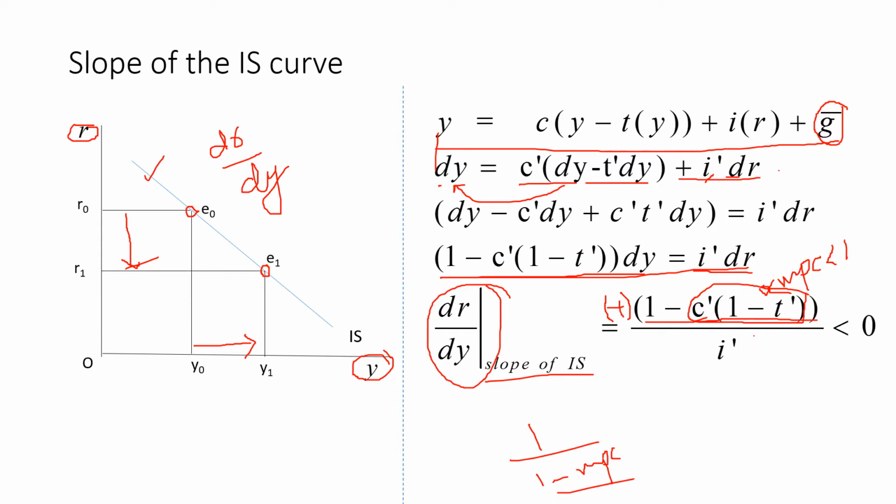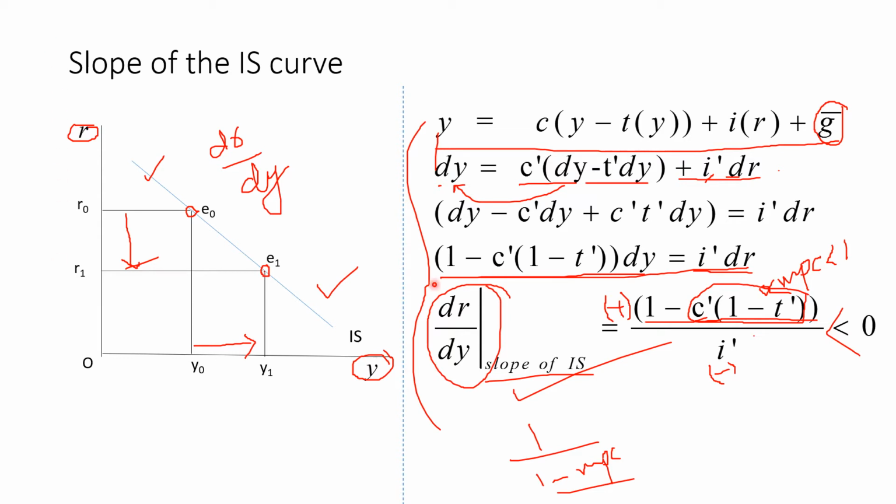And I prime, we know, because the investment function is downward sloping, is basically negative. That means there is an inverse relationship between investment and rate of interest. So the slope is negative because the numerator is positive and the denominator is negative. So using simple mathematics, you can easily show that the slope of the IS curve is negative. That is, the IS curve is downward sloping.